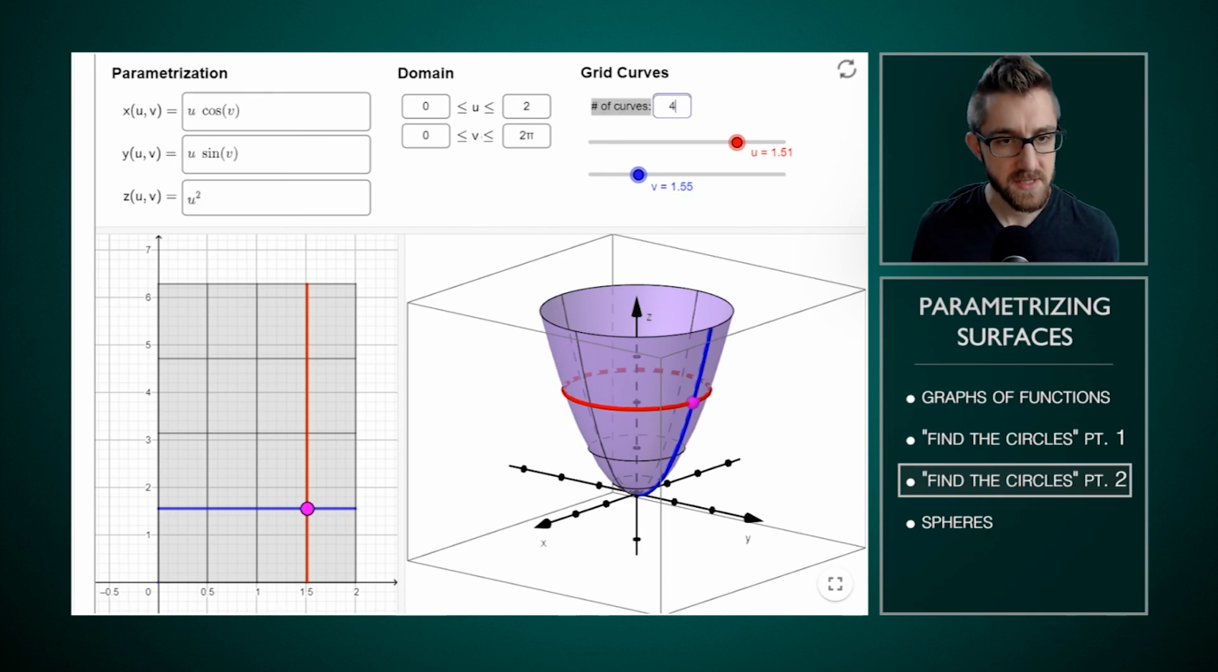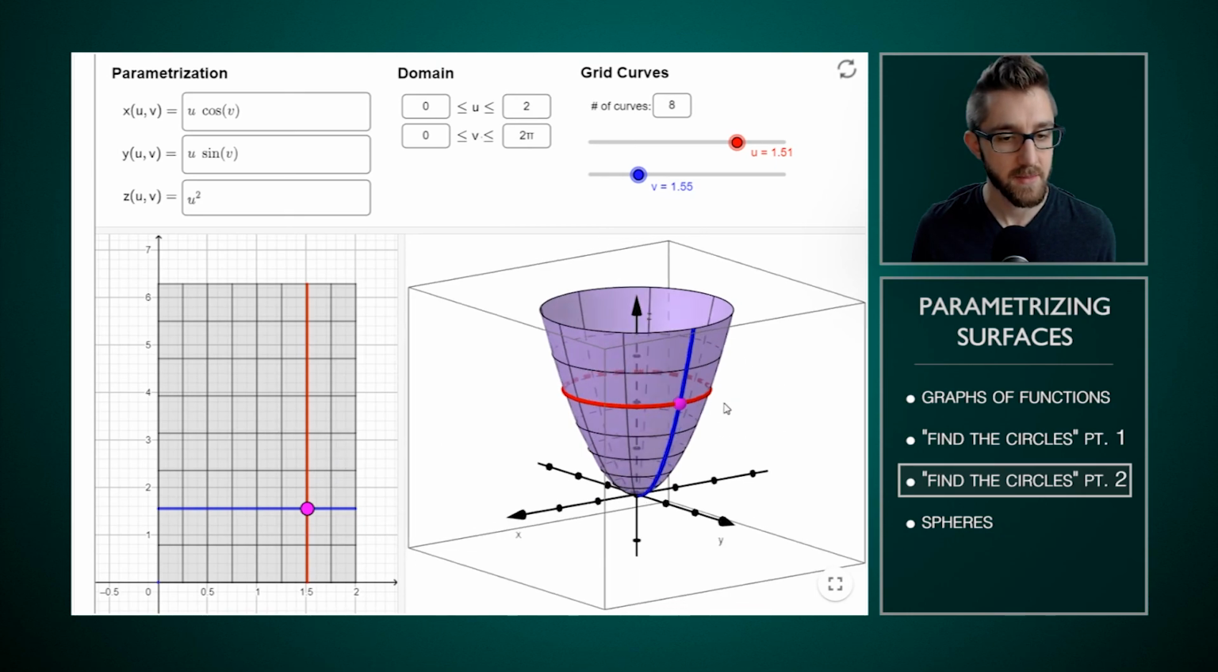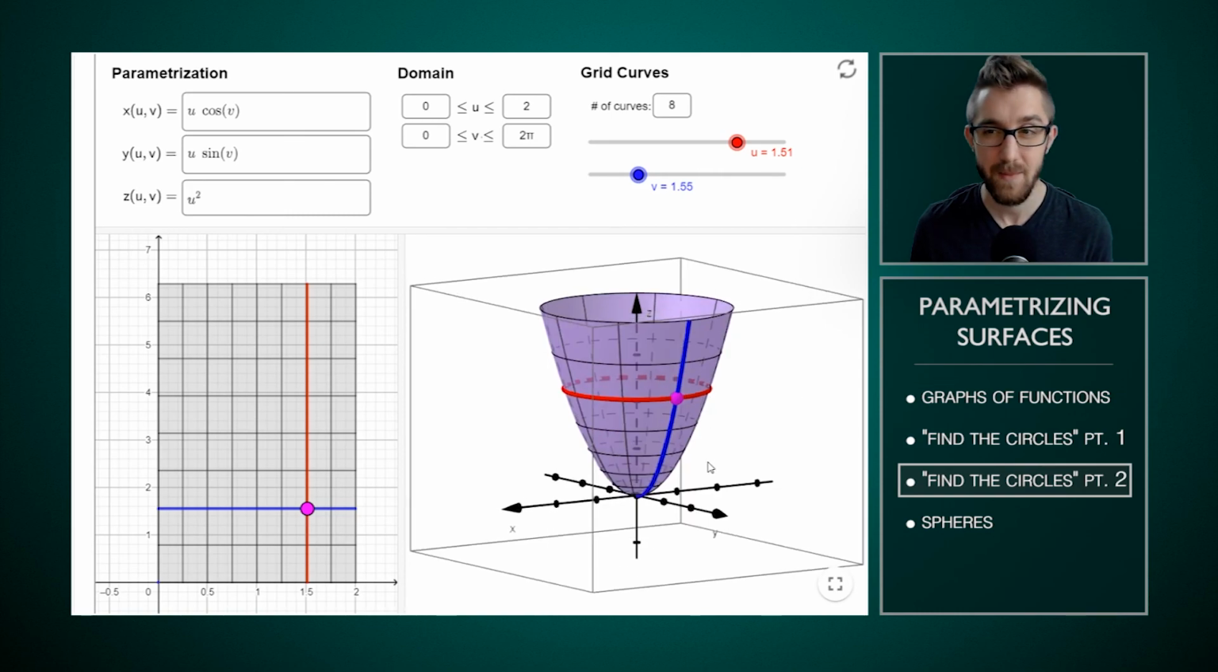And actually, let's do the same thing from before, where instead of looking at 4 grid curves in each direction, we look at 8, so that we can see the difference. Once I put in 8 here, we're cutting up the u and v directions into 8 equal pieces in our parameterization domain. And then we get this picture on the paraboloid here.